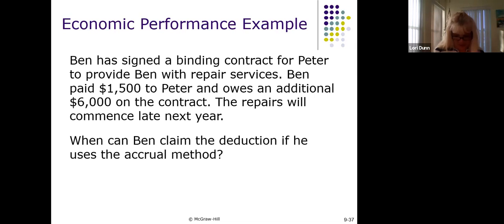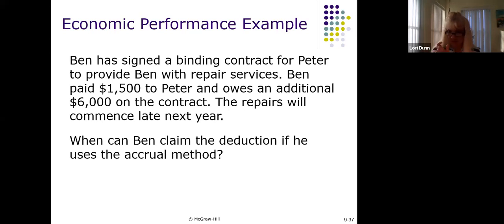Answer. Because refunds are payment liabilities, economic performance does not occur until he actually pays it. That's what I said. Consequently, Rick deducts the $800 in refunds in 2021, even though the liability for the refunds met the all events test in 2020. Because the general rule says you deduct it when you pay it. Under the cash method, he wouldn't deduct it until 2021 anyway.